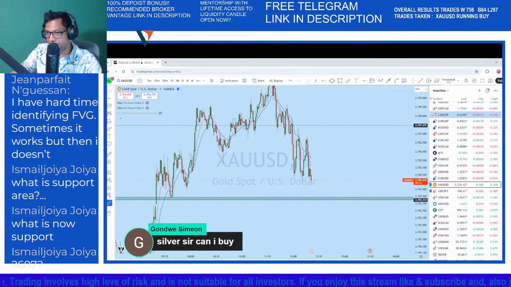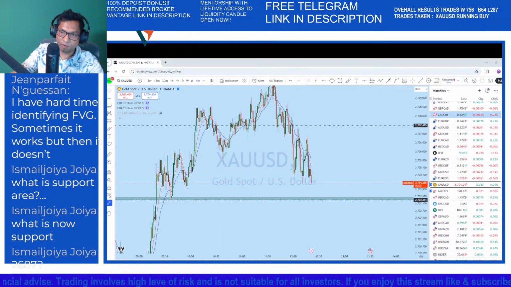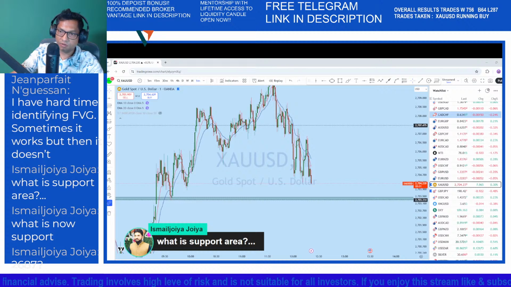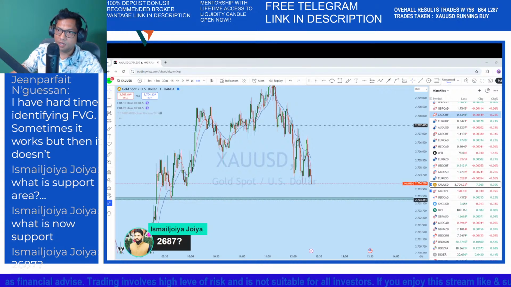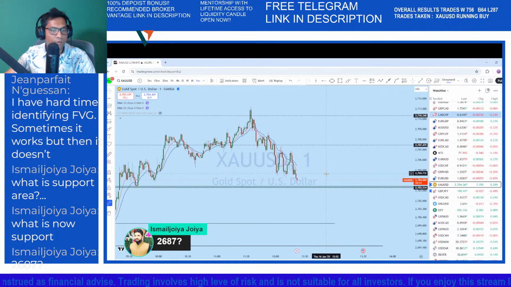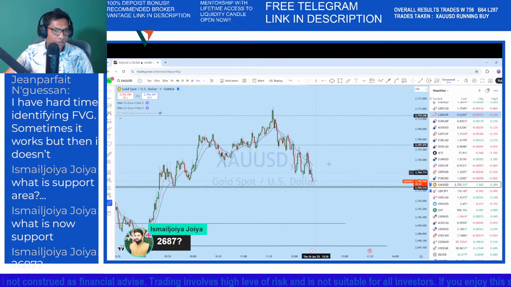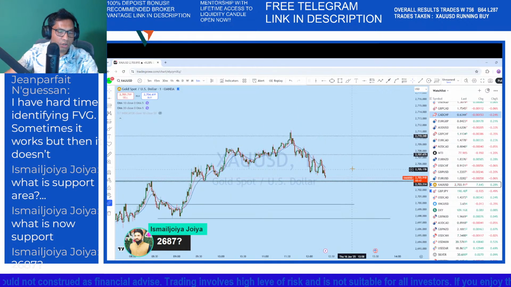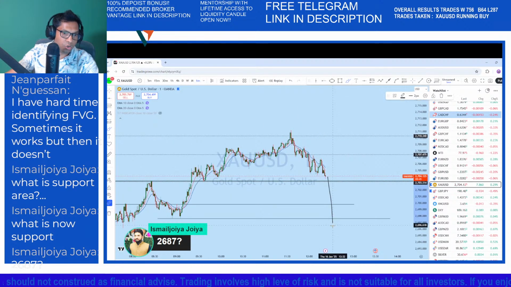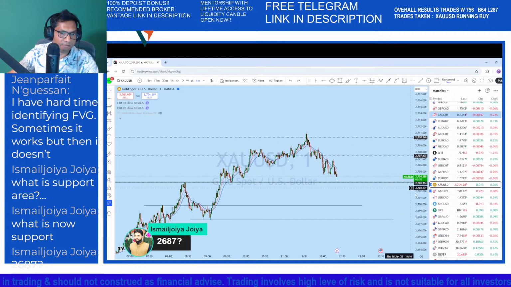I've had trouble identifying FVGs, sometimes it works, but yeah, it is always a good idea to wait for the market to give you that proper entry. What is a support area? Yep, absolutely. Support, yep, we can see the market is at an important level of support here at the moment. The support is this one level here. There's another support here, and with these two important support levels, expecting the market to drop here and then bounce back up to create a new higher high. We'll see where it might be heading.